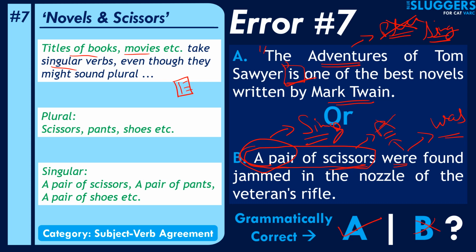So in this case, the first sentence was grammatically correct. The next one was grammatically incorrect. I've provided some more examples of such nouns here. Whenever you have a pair of scissors, a pair of pants, a pair of shoes, these will always be considered singular in nature. But if you have scissors, not a pair, or maybe just pants, again not a pair, or shoes, then these will definitely be considered plural subjects. I hope that's clear.